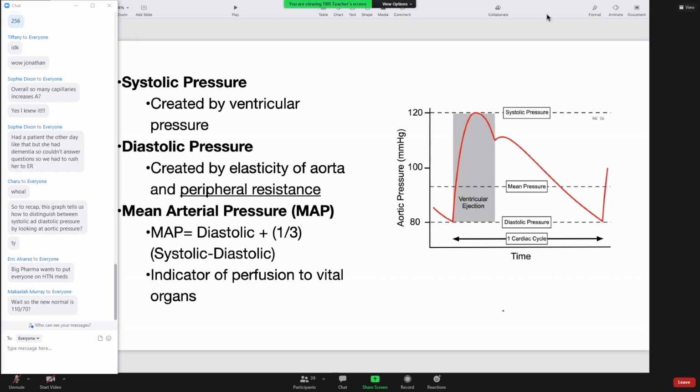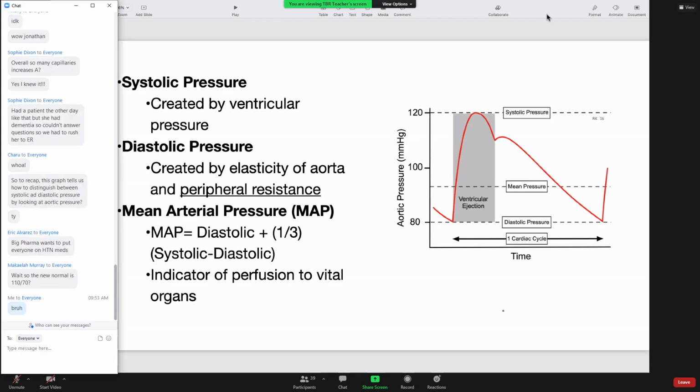But I think it was like 12 months ago, the AHA came out and said, hey, new recommendations for heart health is systolic of 110 and diastolic of 70 is good. So yeah, that is quite a low blood pressure. So good luck reaching that one.